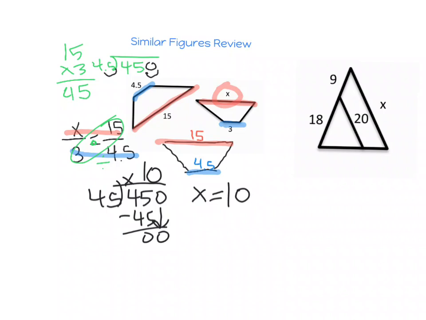And we can see that that's a reasonable answer. Because it's supposed to be larger than 3, right? This side is larger than that, so it needs to be larger than 3, but definitely less than 15, so 10 is a reasonable number.